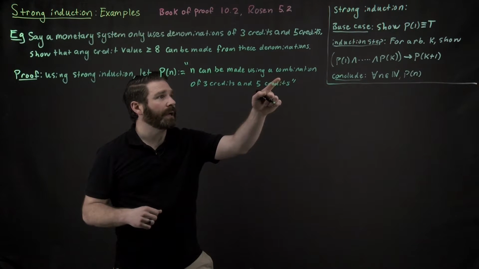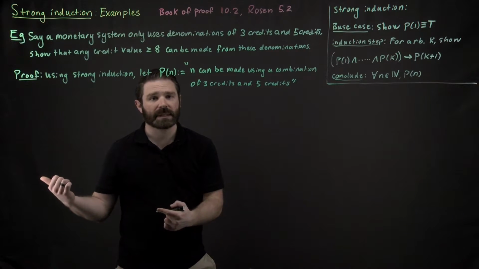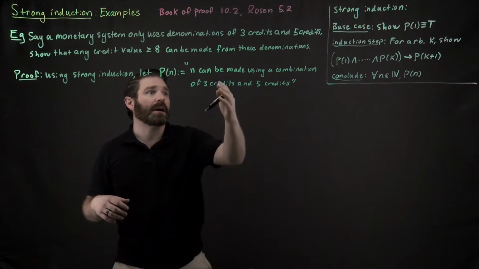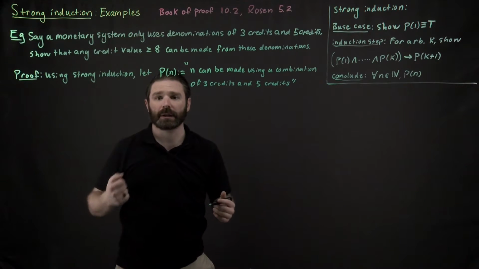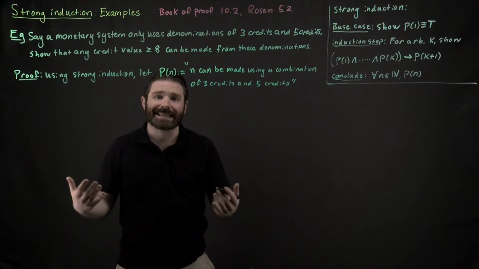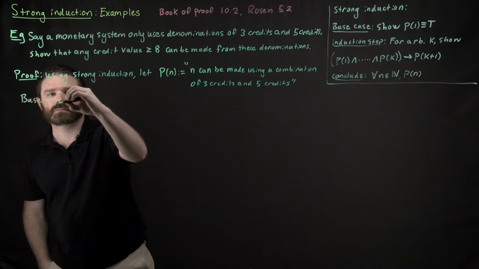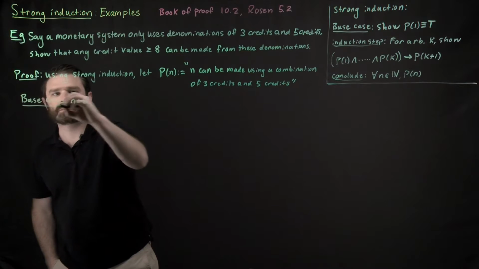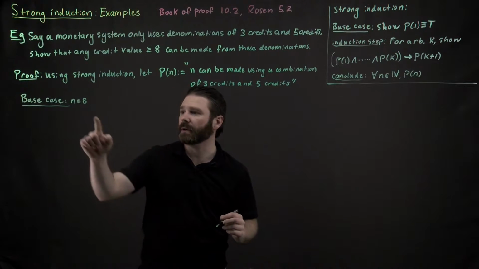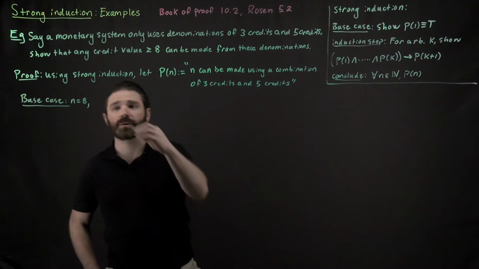From our strong induction definition, we need to show a base case. And similar to the previous example, the base case is not going to be 1 here because the credit values that we're talking about are greater than or equal to 8. So the very first one that we need to consider is 8 itself, because 8 is the smallest credit value that we are considering here, n equals 8. So we want to show that p of 8 is true.